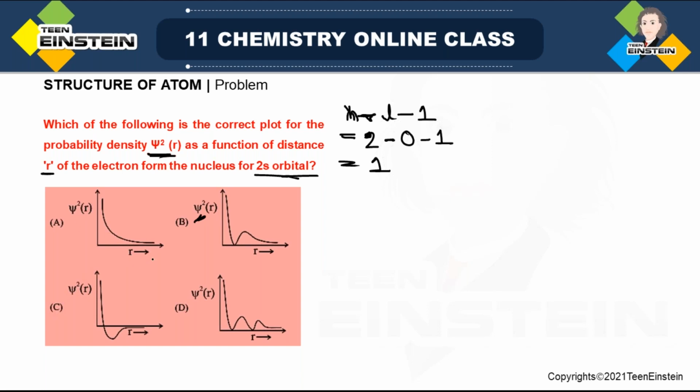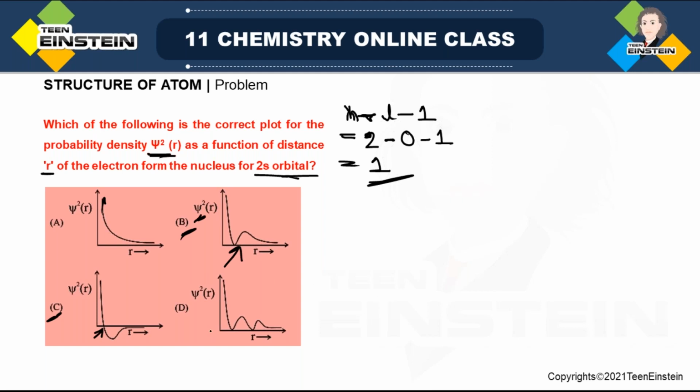Whenever there is chi-square, you will see it will start from 0, but here it is not starting from 0. But you don't have to focus on that, as you have obtained from this formula that the radial node is only 1. So look at the graphs carefully. In which graph is there only one point where it is touching the x-axis? It is only option B and C. In C also, this is the point where it is touching x, and in case of option B also, it is the point where it is touching the x-axis.